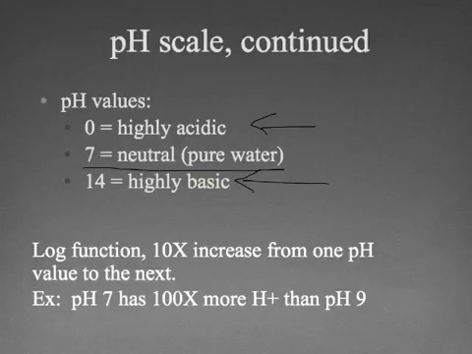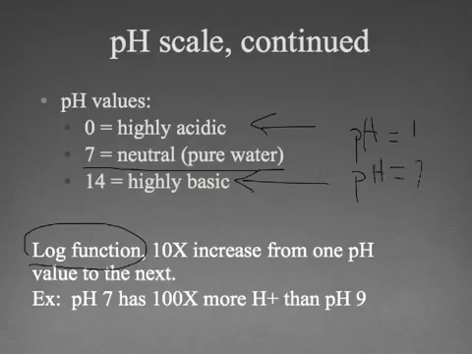It means it has exactly the same numbers of H+ and OH-, which makes sense because for every water molecule that breaks up into its ions, it's going to form one H+ and one OH-. Okay. So it turns out the pH scale is what we call a log scale. And what this means is, if I go from a pH of 1 to a pH of 2, this change of just 1 in the pH is a change of 10 times in the amount of hydrogen ions.